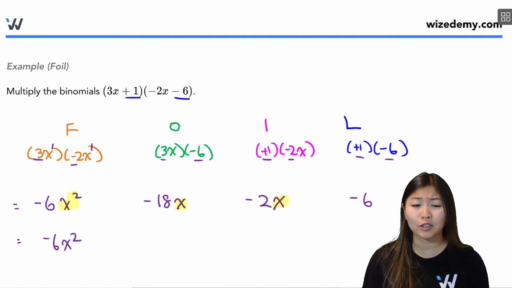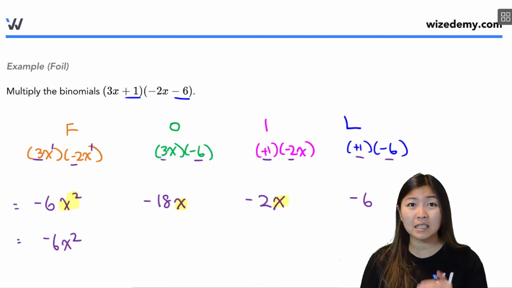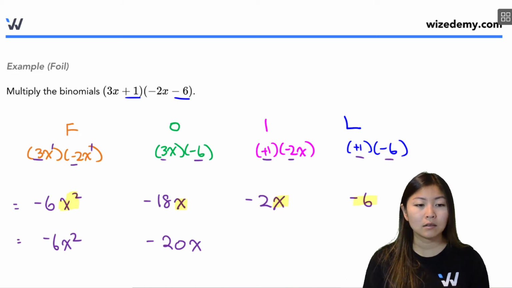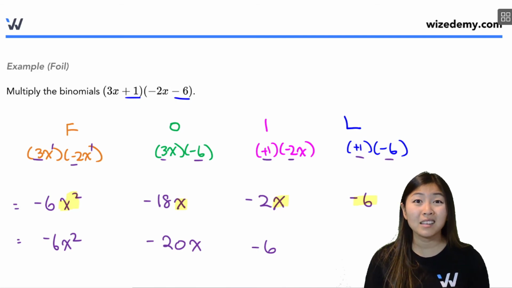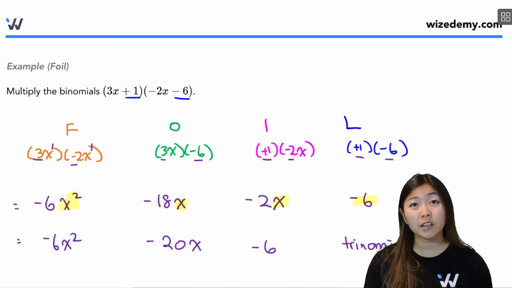Well, think about temperature. Negative 18 degrees is kind of cold. If I'm subtracting another 2 degrees, it gets even lower, so now I'm at minus 20x. And then this last term here is a constant, nothing I can do with it, I'm just going to write it out. So notice that multiplying these two binomials together, I ended up with a trinomial. And this is very, very common when it comes to multiplying binomials.